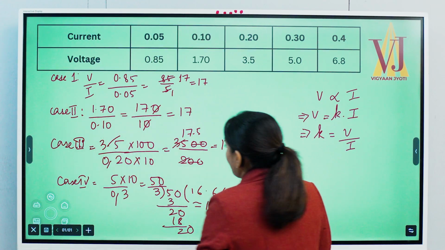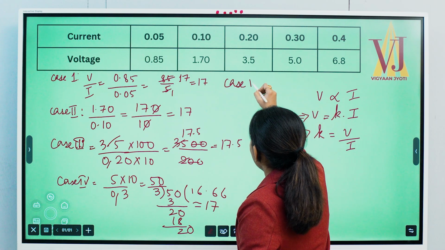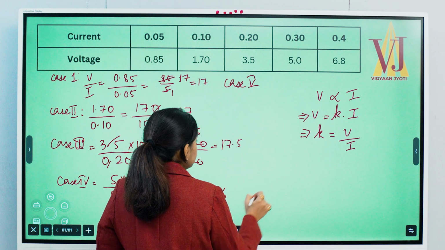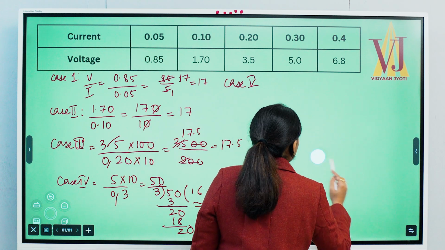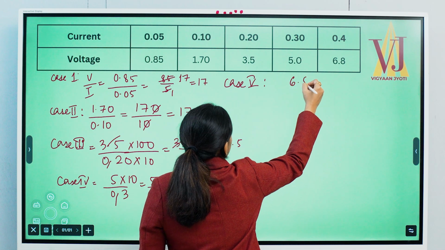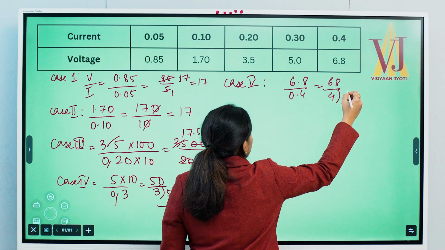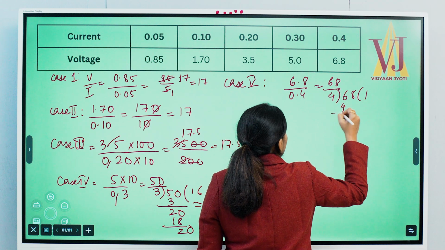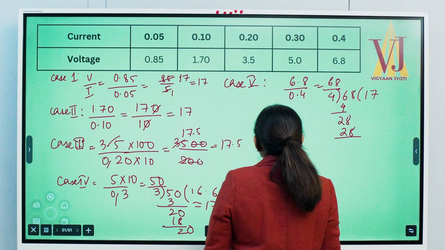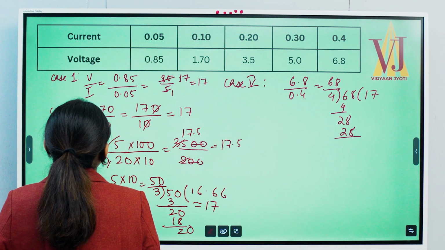So the last case, that is case 5. Now in case 5, what is happening? 6.8 divided by 0.4. That means we can write it as 68 by 4. Now we can again divide it. 4 ones are 4, 4 sevens are 28, right?